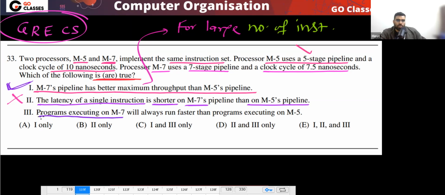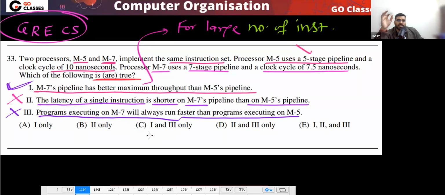Programs executing on M7 will always run faster than programs executing on M5. Is this true? This is false. Why? For example, if your program has only one or two instructions, yes or no? Let me assume your program is very small, only a one instruction program.